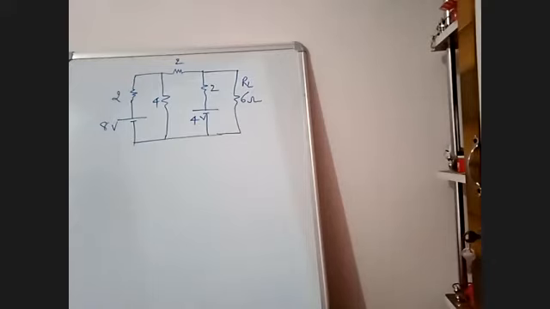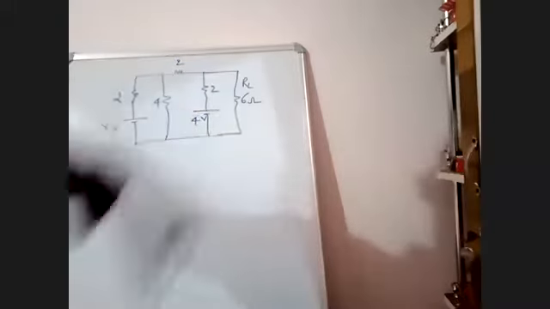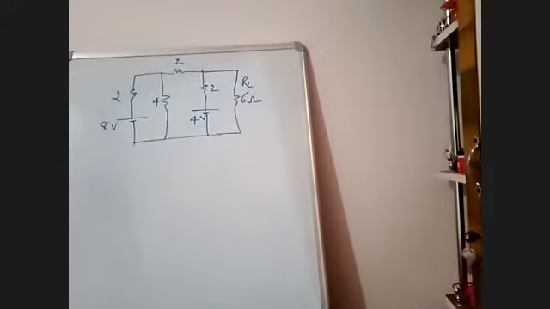Write down the question. Determine the current in 6 ohms. Determine the current in RL. RL is the load resistance. Here it is RL. RL means load resistance. R suffix L. Determine the current in RL, load resistance, using Thevenin's theorem.